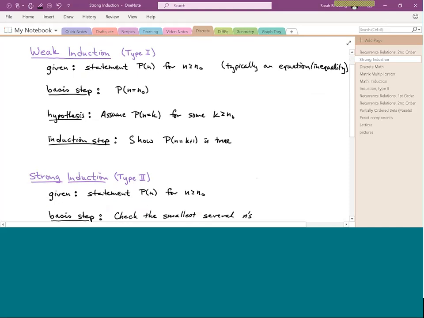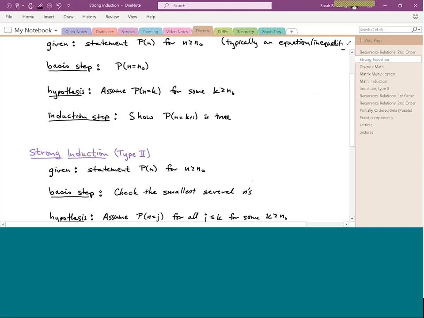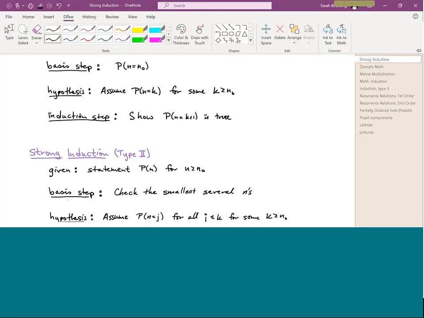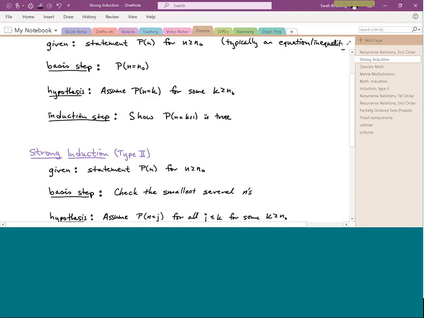Now, strong induction, otherwise known as type 2 induction, is almost identical, almost exactly the same. There's really only two changes. The first one is, again, you're going to be given some statements, so that part isn't different. The basis step, though, may change. In your basis step, you may need to check the first several integers that are supposed to work in your given statement. Typically, it's between 2 and 5 of the first several values for n that you need to plug in and check.